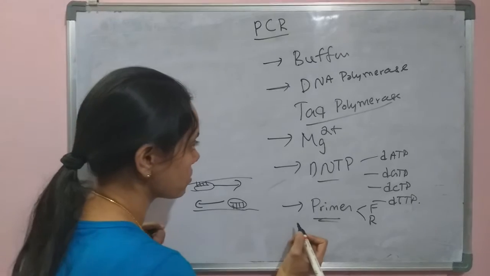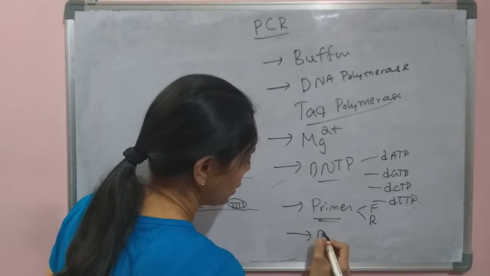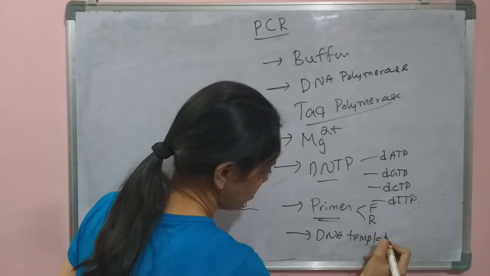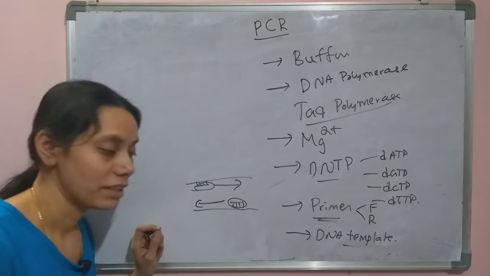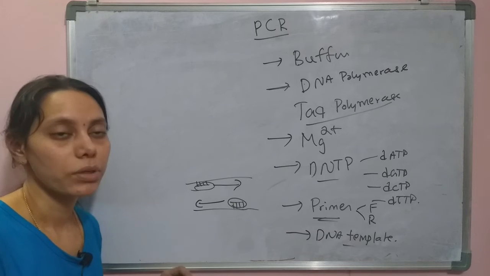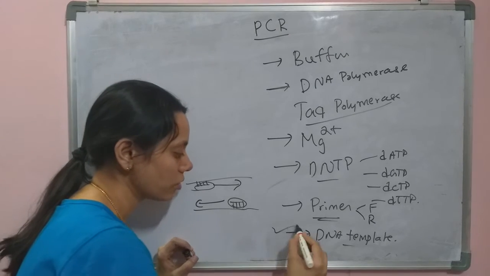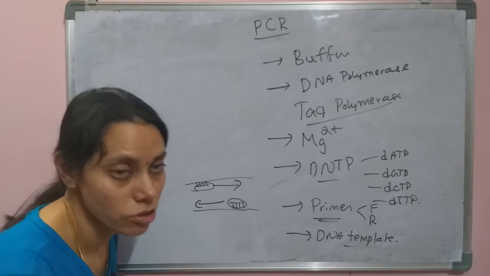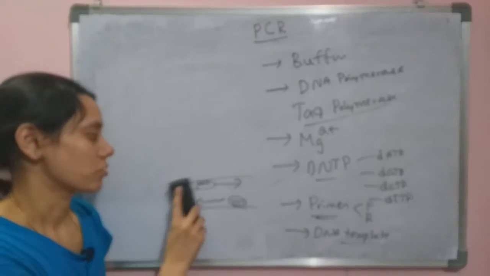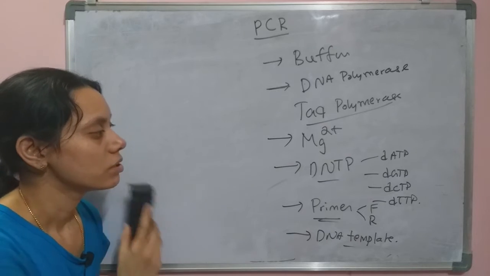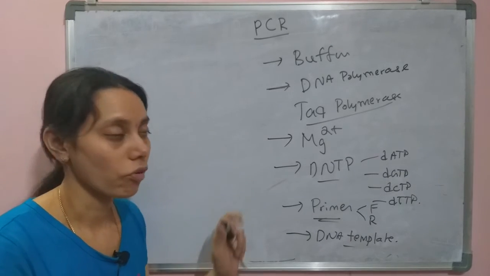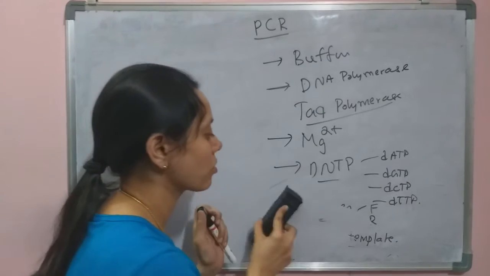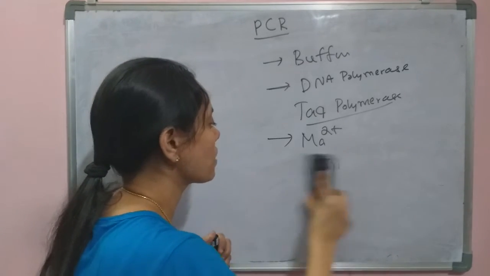And the other essential thing is the DNA template. The DNA template is the DNA that is going to be amplified. So this is the other essential. These are the minimum basic essentials of the reaction mixture. Once all the PCR requirements are added, we place the reaction tube in the PCR machine.